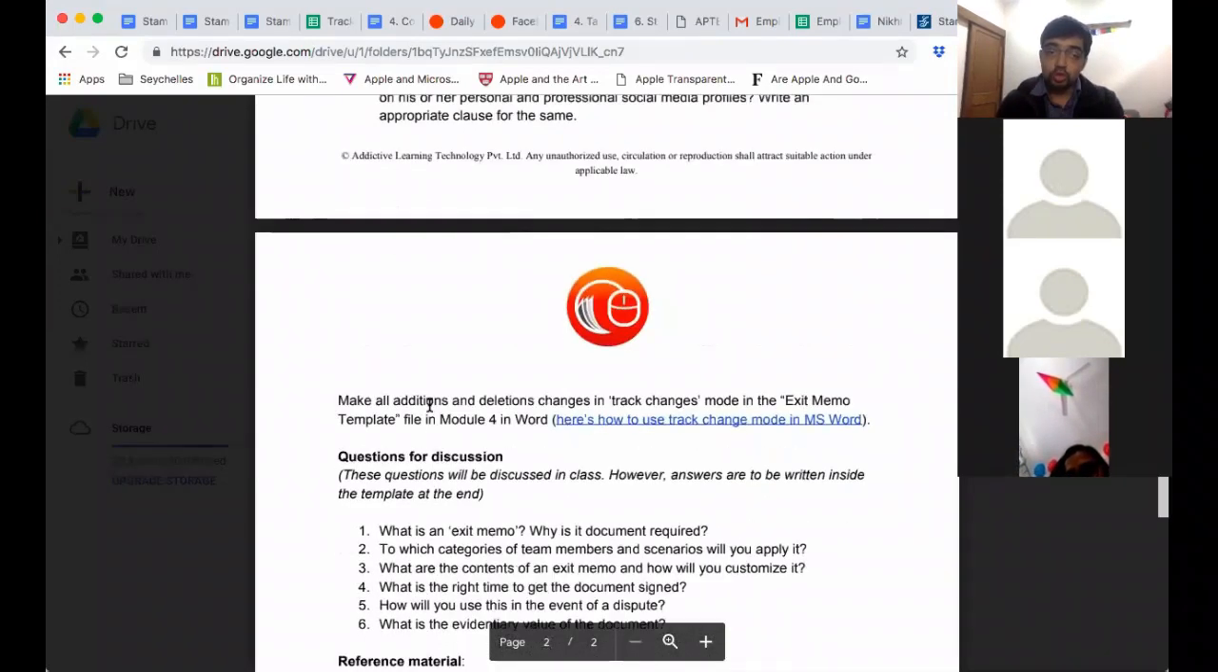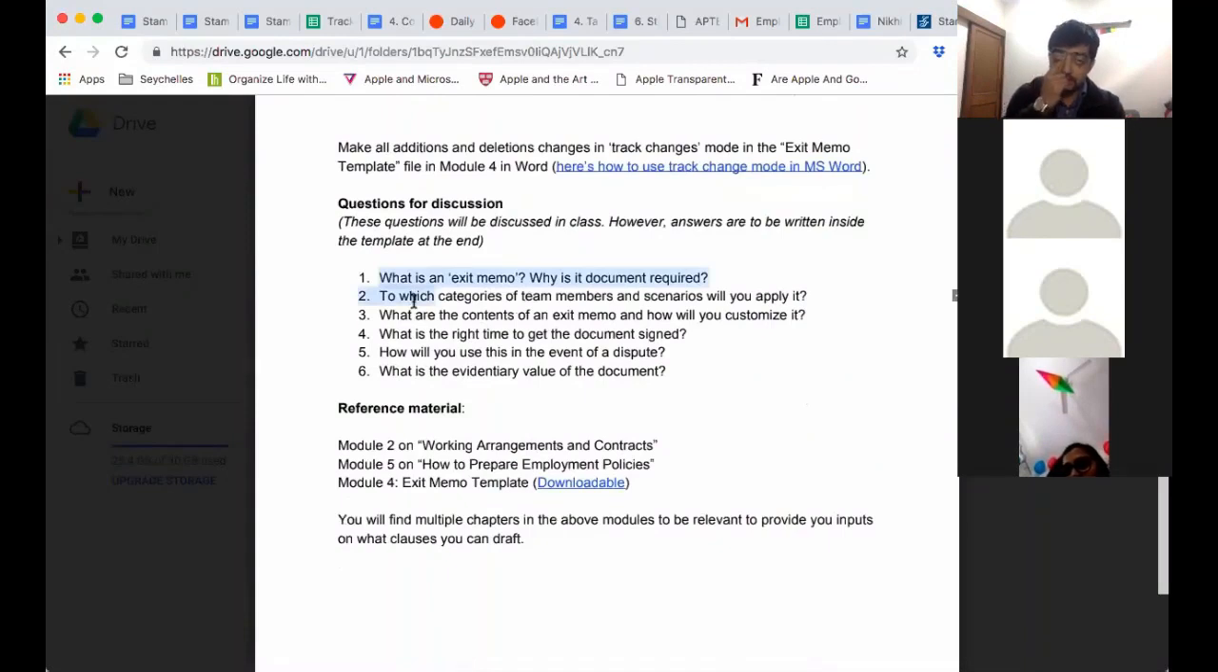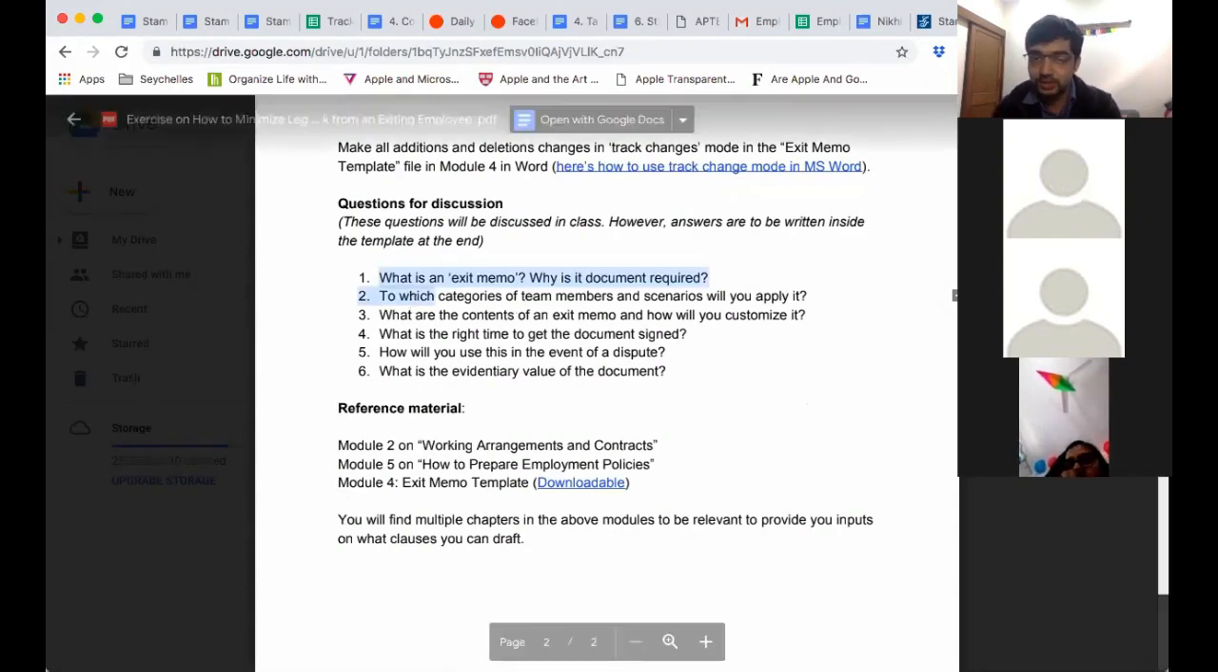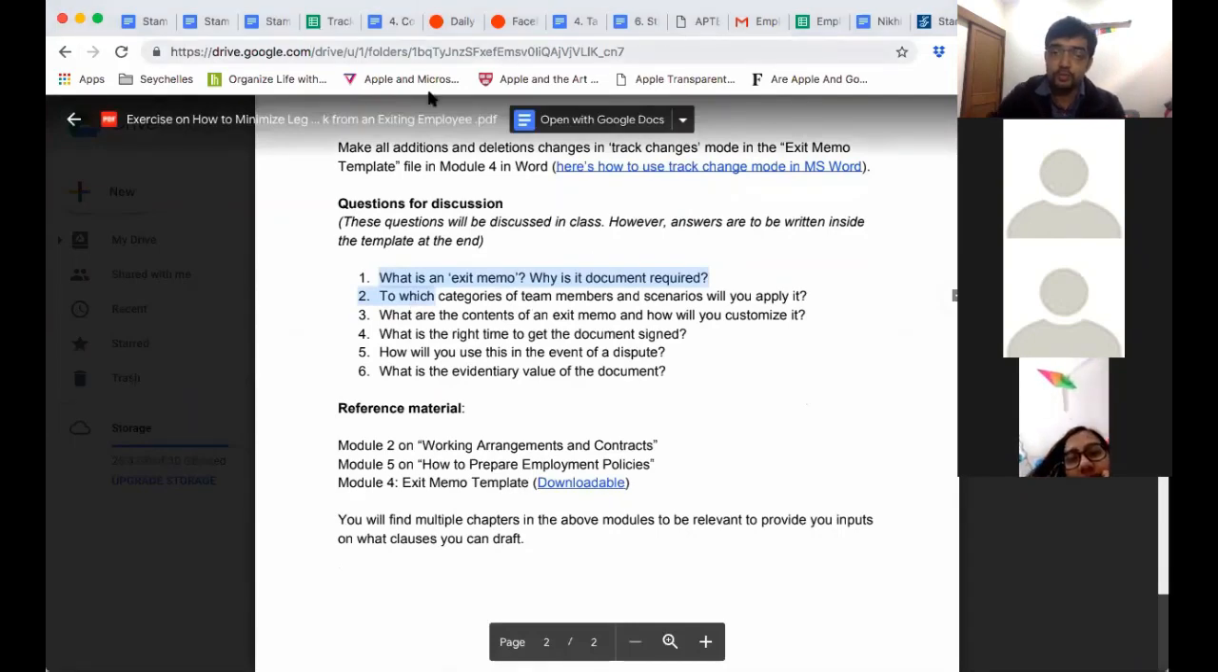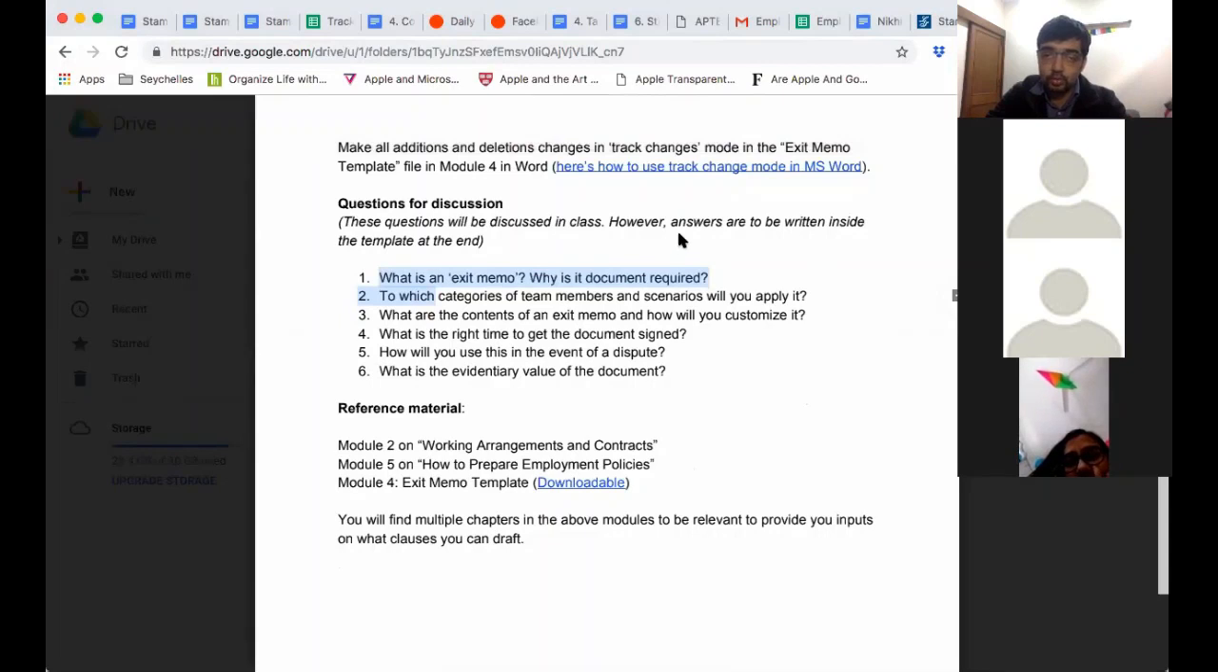So these are the questions we are discussing. What is an exit memo? Why is the document required? To which categories of team members and scenarios will you apply? Let's look at the exit memo first, and then we will come back to this. Are you all able to follow so far what we are referring to? Are you able to appreciate the relevance of it?